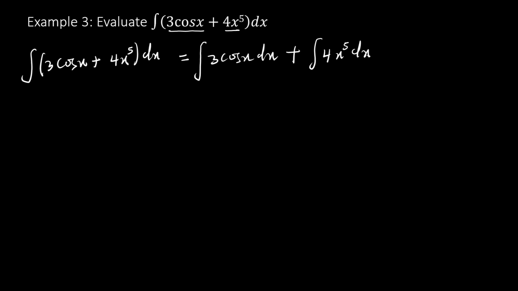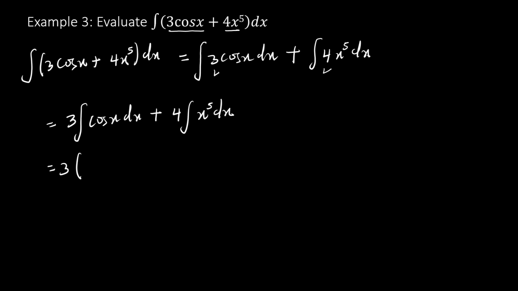So here we have a constant 3, and we have a constant 4. What we can also do is bring all our constants outside the integral. So we are going to have 3 times the integral of cos x dx plus 4 times the integral of x to the power of 5 dx. And then we have 3 into bracket. It has already been established that the integral of cos x dx equals sin x. This is sin x plus 4 into bracket.